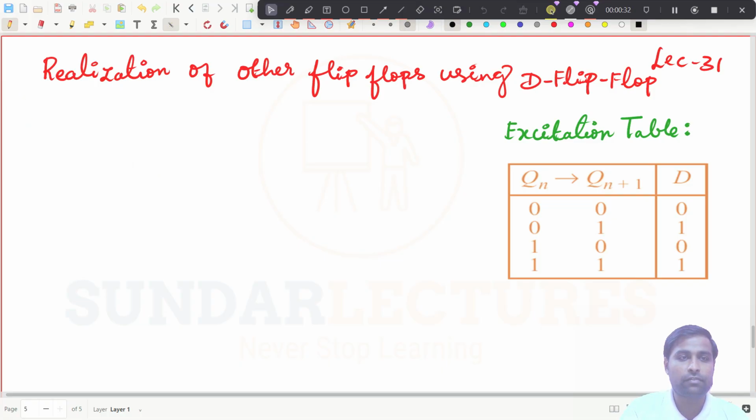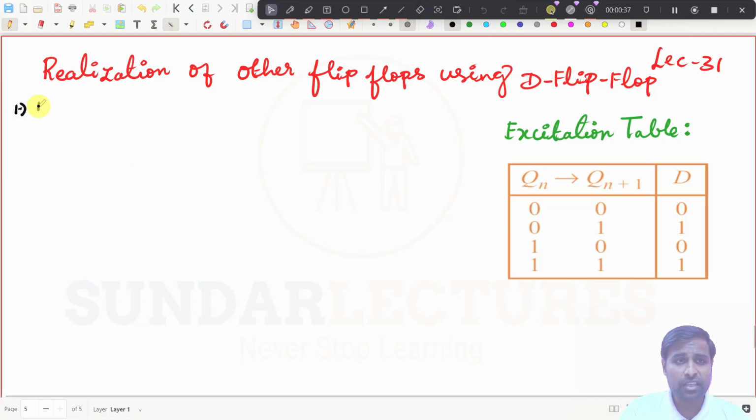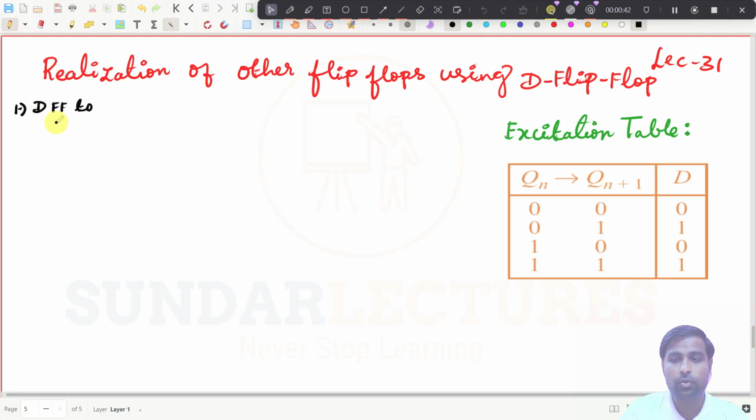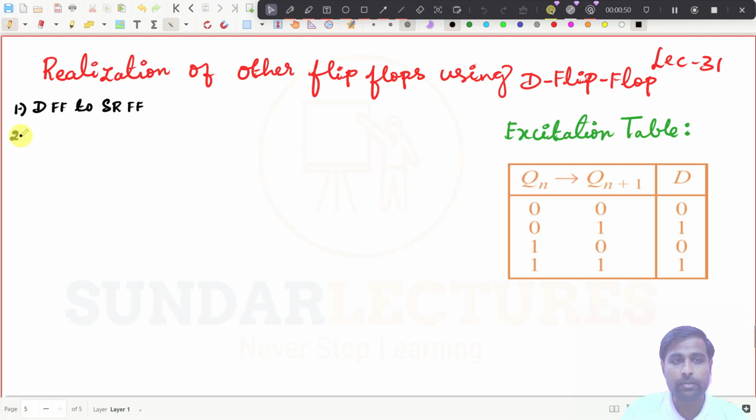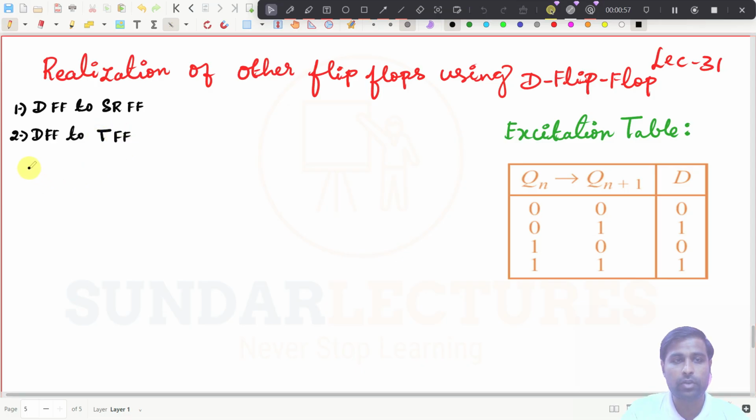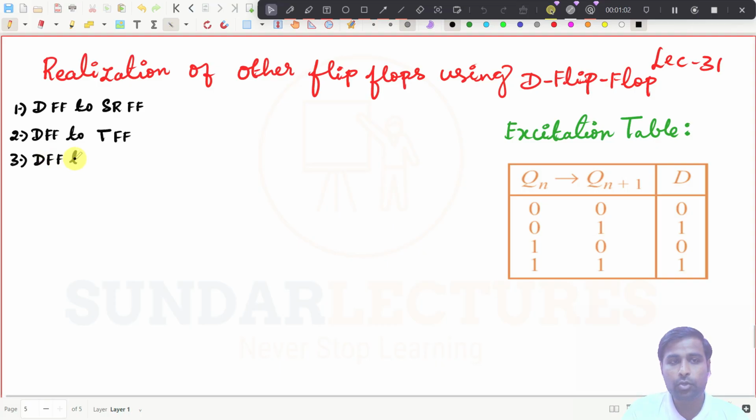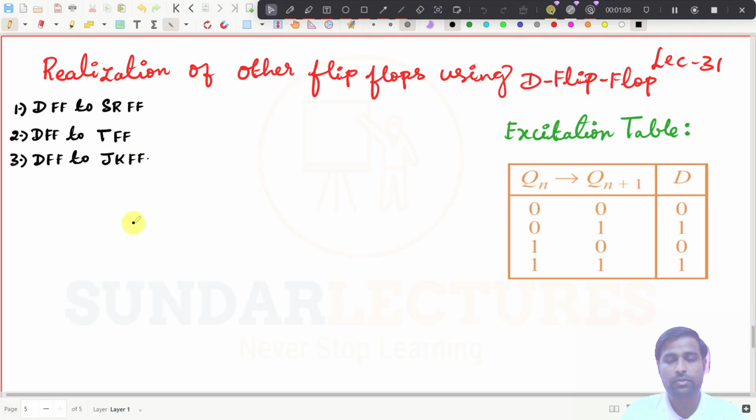So what are the flip-flops we are going to convert now? We are going to use the D flip-flop as SR flip-flop. That is the first one we are going to see, the second one will be using D flip-flop as T flip-flop, and the third one is using D flip-flop as JK flip-flop. These are all the three things we are going to see in this lecture.